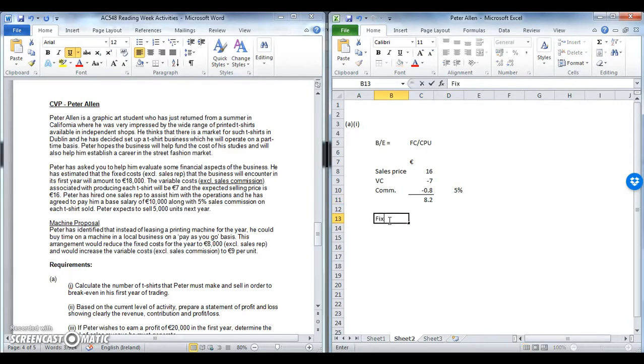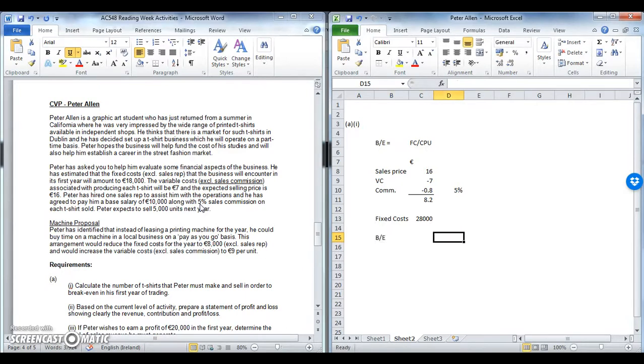Your fixed costs, well, you have to figure out what they are in the question. You're told, excluding the sales rep, your fixed costs are 18, so plus 18, and you know your sales rep is essentially a mixed cost. It has a 10,000 fixed element and a 5% variable element. So you're worried about the fixed element here of 10,000, so your fixed costs are 28,000.